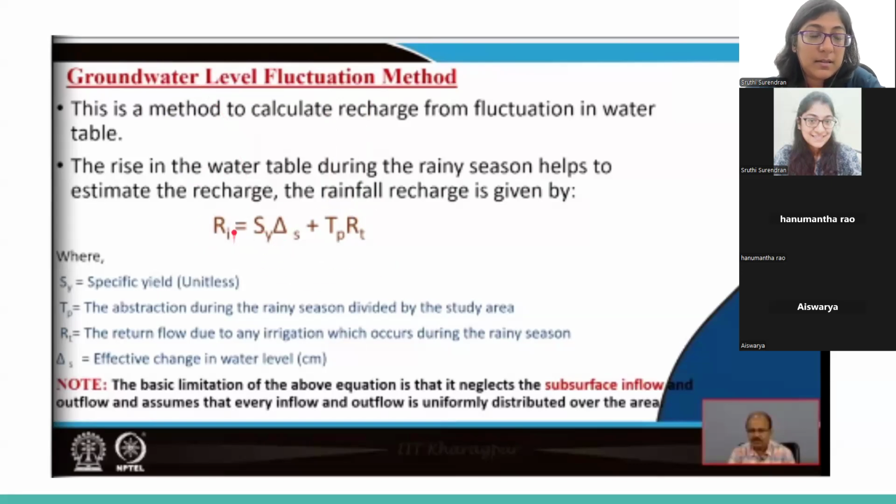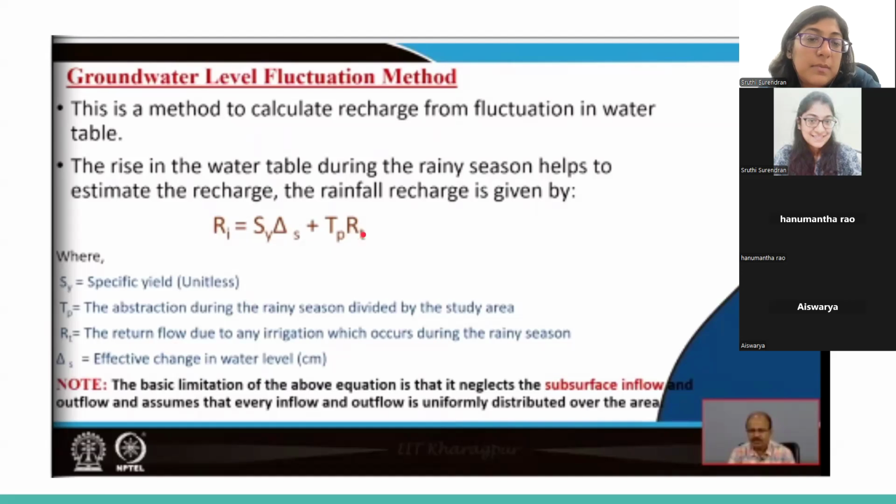This gives us the recharge, basically recharge due to rainfall. So that is what is going to increase and decrease, or fluctuate, the water table. So rainfall recharge will be the sum of this term and this term. Here, this term is the product of the specific yield, which is dimensionless, and delta S, which is the change in the water level.